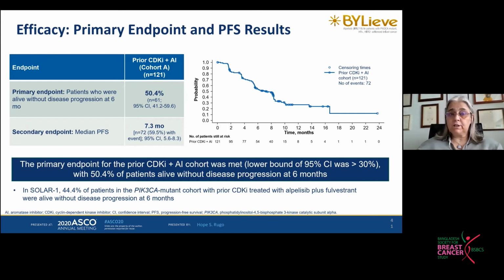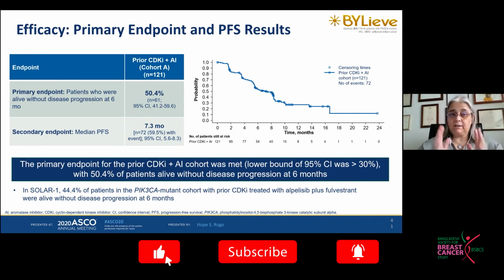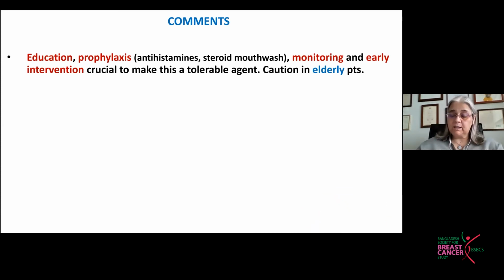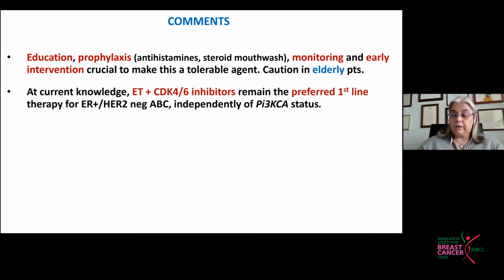So conclusions about Alpelisib: education of patients regarding the side effects, prophylaxis with antihistaminics, steroid mouthwash, monitoring, specifically monitoring glycemia, very, very careful in diabetic patients, also very careful in elderly patients. And at our current knowledge, the preferred first line treatment is endocrine therapy with CDK4/6, independent of the PIK3CA status.